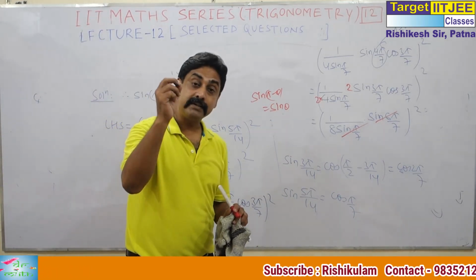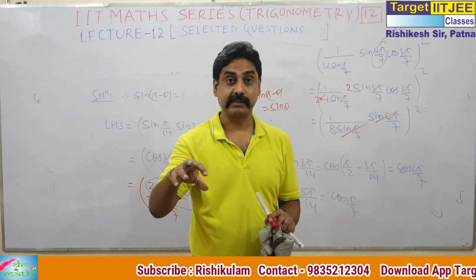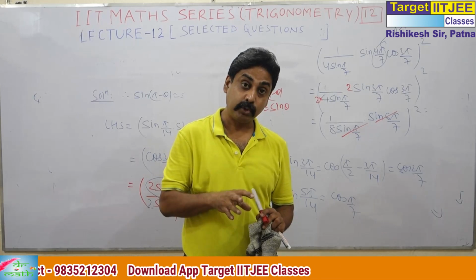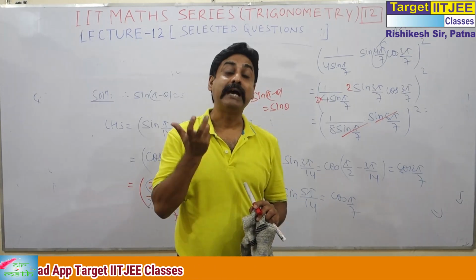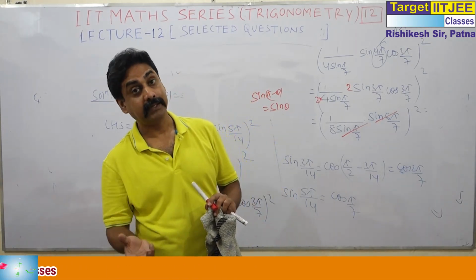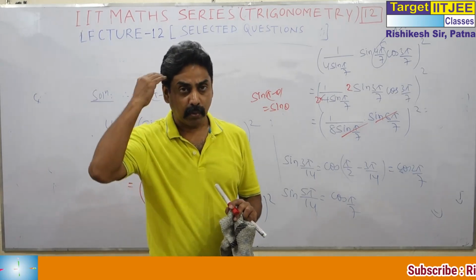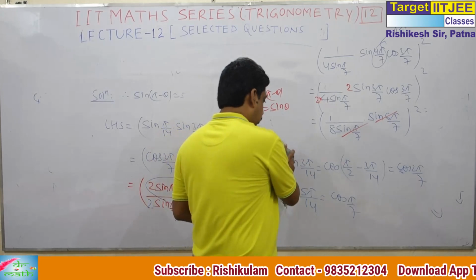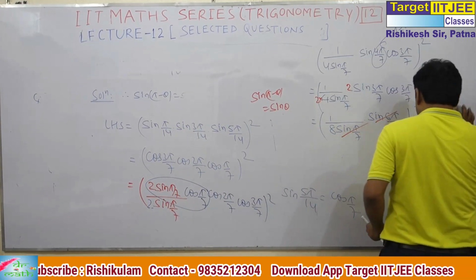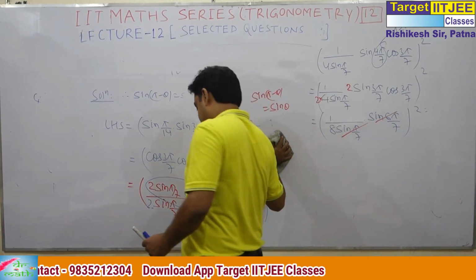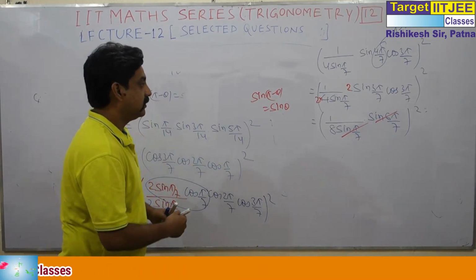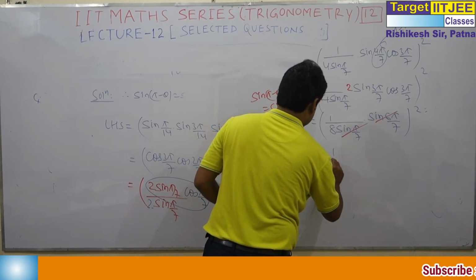I was writing each and every step in 11th course, but I am not writing many steps, and you have to do like this. Otherwise, you can't get speed in objective examination. Do whatever you can do in your mind, and you can do it easily if you have done very good practice on initial lectures, lecture number 1 to 6. This is what? 1 by 8 squared is 1 by 64.